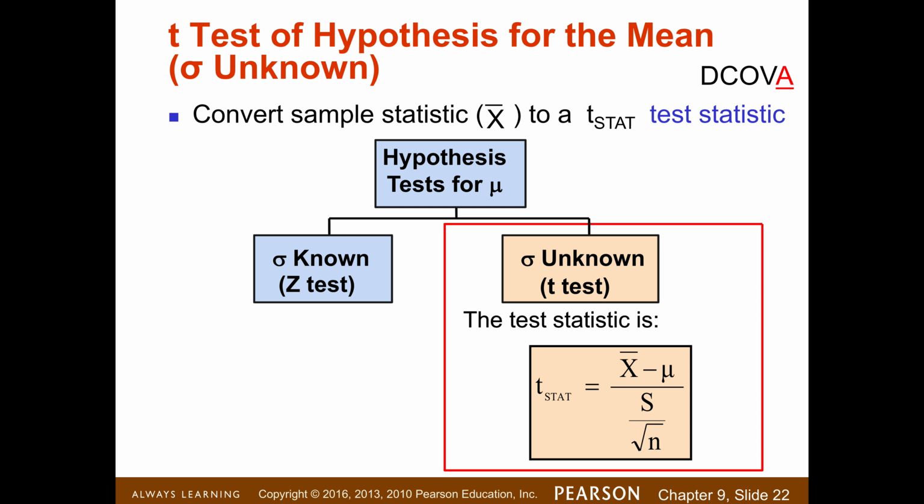So guys, the test statistic is calculated the same way, except first of all, you can see the notation is t sub stat instead of z sub stat. So the t test uses t sub stat, the z test uses z sub stat. And you can see in calculating the test statistic, the only difference is instead of having sigma, we have s divided by square root of n instead of sigma divided by square root of n.